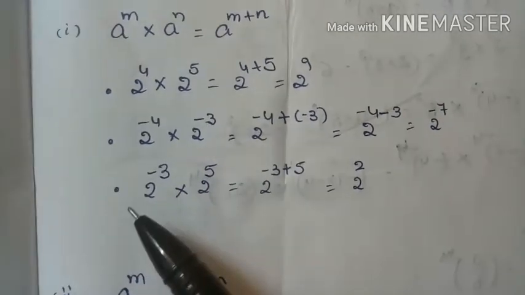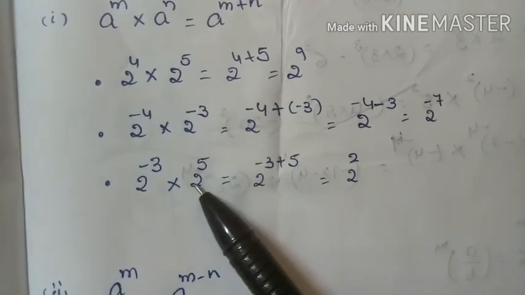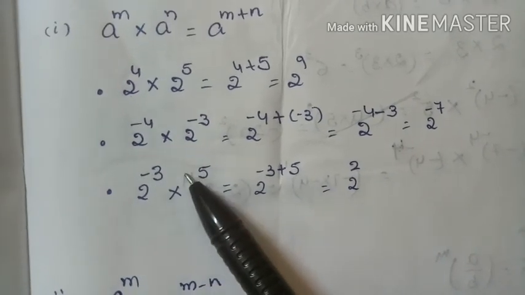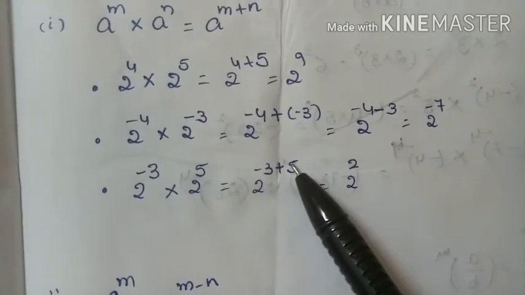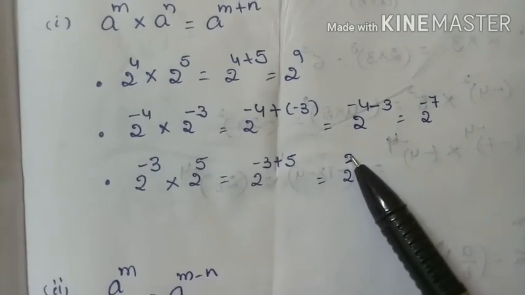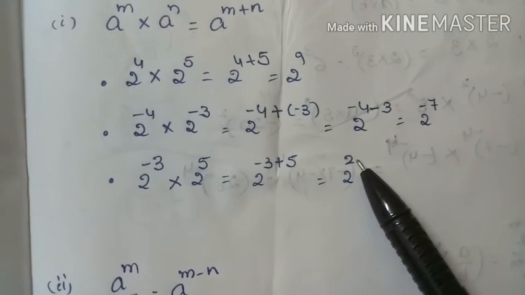Okay. Next one, 2 power of minus 3 into 2 power of 5. Same bases, in multiplication add the powers. So minus 3 plus 5. Minus 3 plus 5, that is equal to 5 minus 3, that is equal to positive 2. That is 2 power of 2. Okay. Next one.